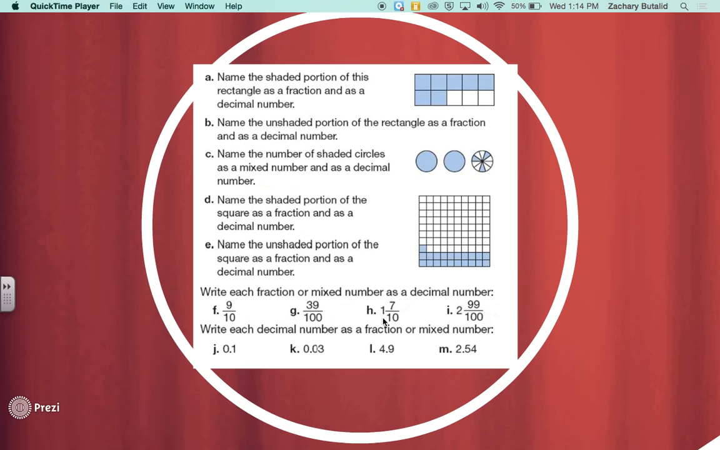Remember, if you have a whole number like in H and I, whole numbers go to the left of the decimal, and the fraction goes on the right of the decimal. All right? And then you're going to convert all these into fractions on the bottom, or mixed numbers.